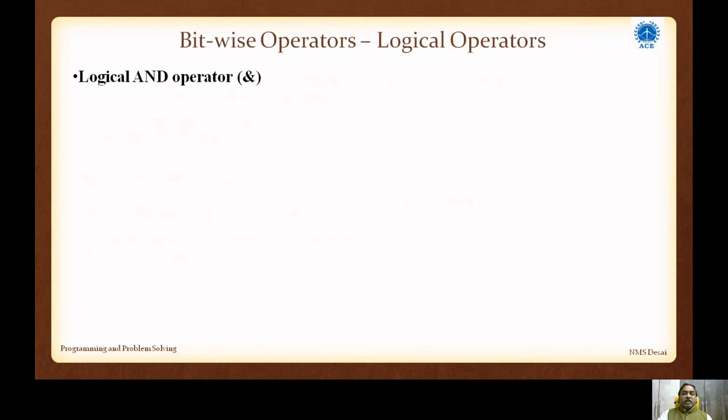Now, logical operators. Logical AND operator. It returns 1 if both the bits have a value of 1 or true value. That's what we said. AND gate functions and gives output 1 if and only if both the inputs are 1.